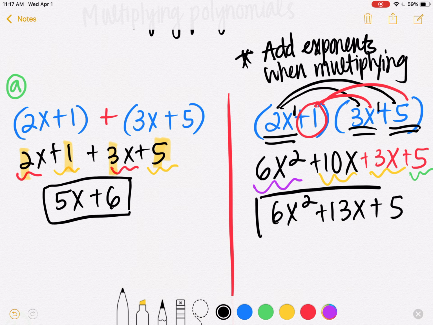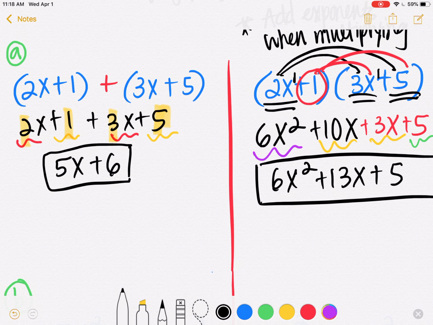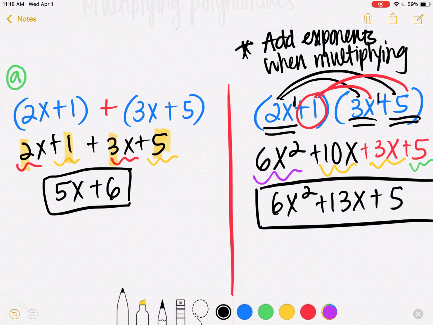So you could see that your answers for multiplying and adding those are very different. So when you're doing these problems on your homework, make sure that you're adding your exponents when you're multiplying, and then when it says to add, make sure you're just combining the coefficients. Okay, so for here you're just combining coefficients.